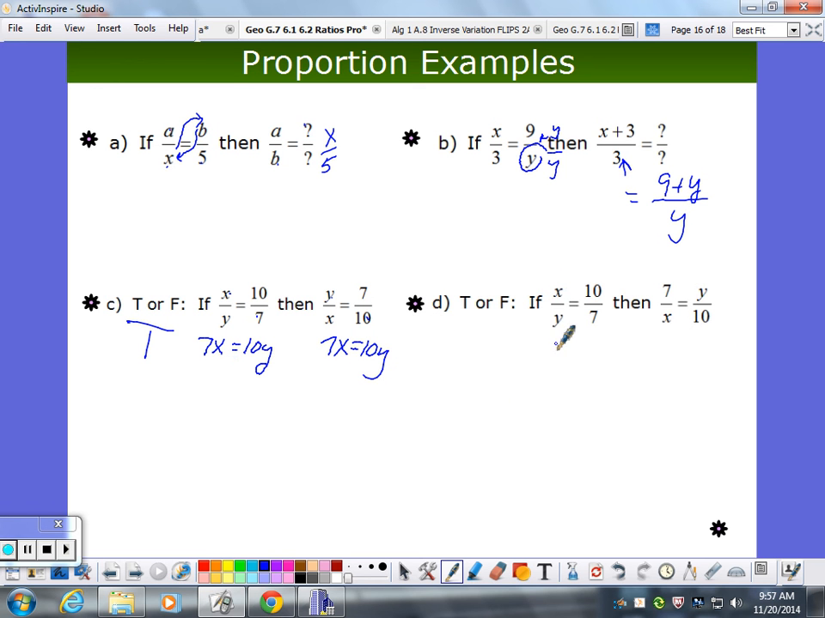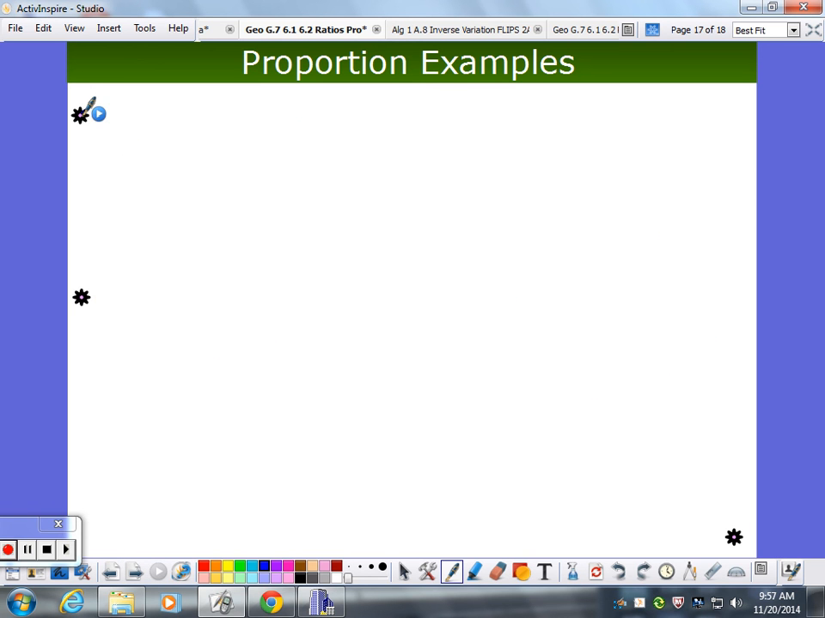True or false? If X over Y equals 10 over 7, is it true that 7 over X equals Y over 10? What do you think? Why? Yeah, I need you to speak louder. I can barely hear you. Take the cross products. 7 times X is 10 times Y. Let's look at this one. You get XY equals 7 times 10. Not the same thing. So you didn't create this proportion correctly. So if you want to know if you can rewrite a proportion a certain way, check it by taking cross products.